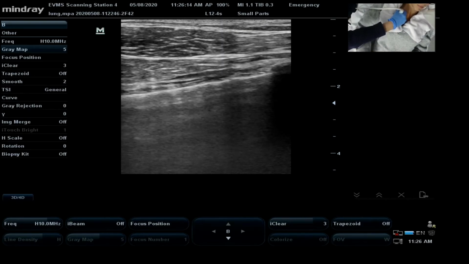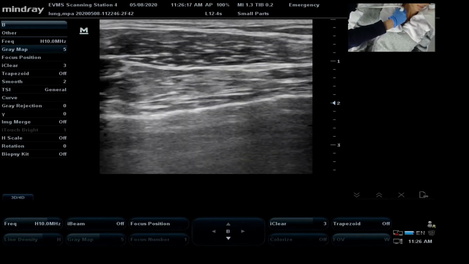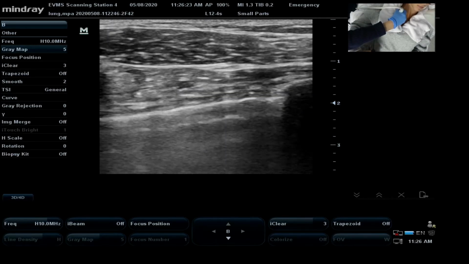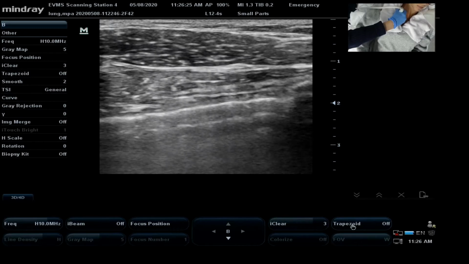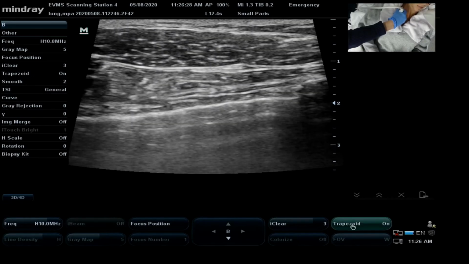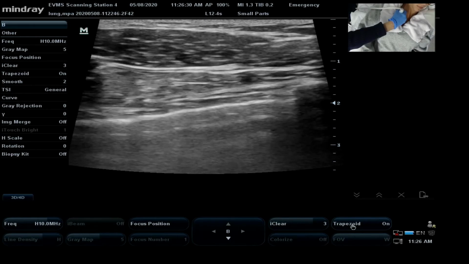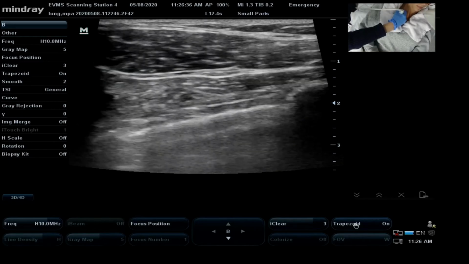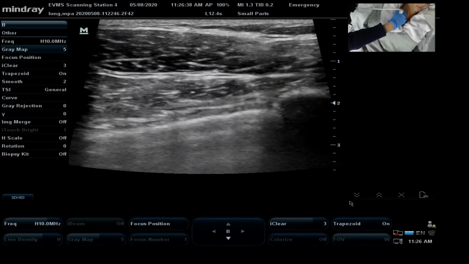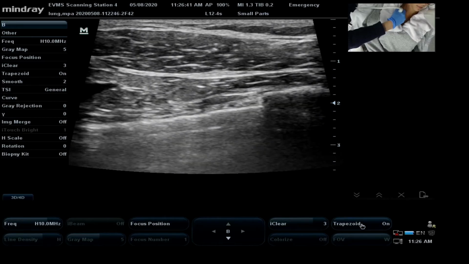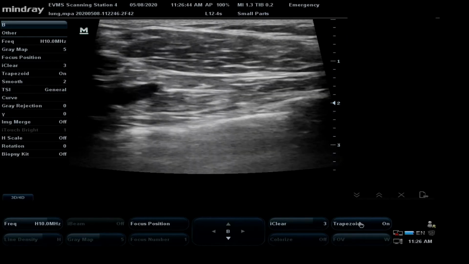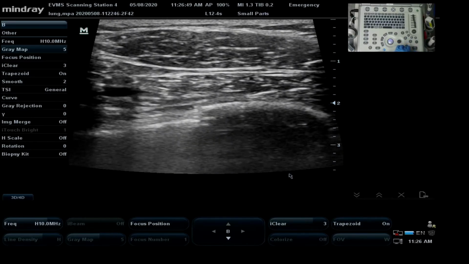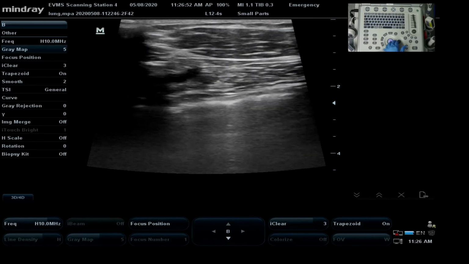And I'm going to decrease my depth a little bit so that you can better see these two rib spaces. And let's see also, I'm going to switch this to a trapezoid. Let's see if that will help us a little bit. Okay, so what I did there on the machine is that we have the option to spread our image out, or our field of view, by engaging the trapezoid, so that you can get the ribs on both sides. So I'm going to adjust for my depth just a bit. And you can really appreciate those ribs.